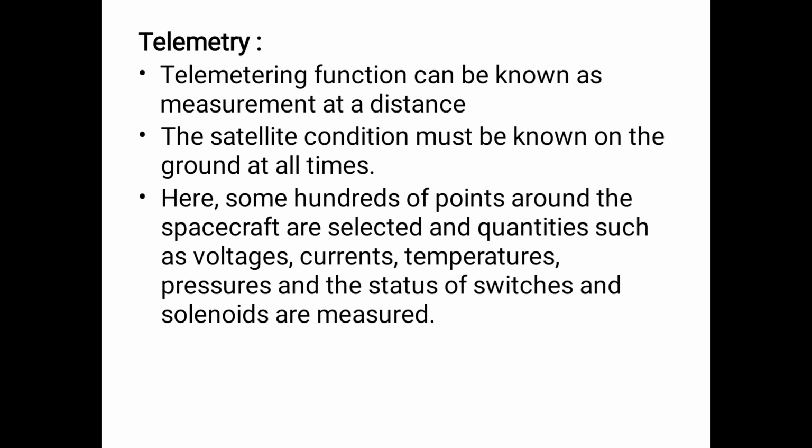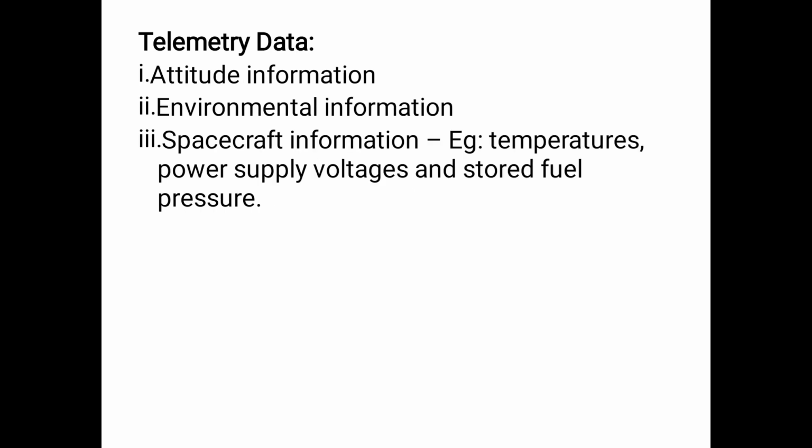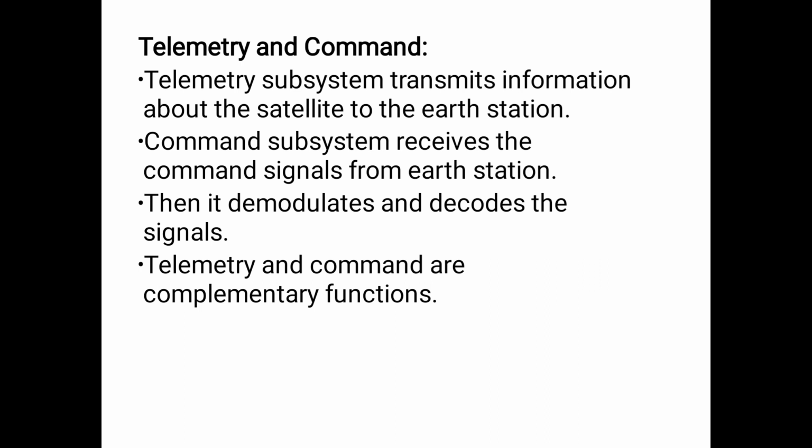The telemetering function can be known as measurement at a distance. The satellite condition must be known on the ground at all times. Here some hundreds of points around the spacecraft are selected, and quantities such as voltage, current, temperature, pressure and the status of switches and solenoids are measured. Telemetry data includes attitude information, environmental information and spacecraft information, for example temperature, power supply voltage and stored fuel pressure.